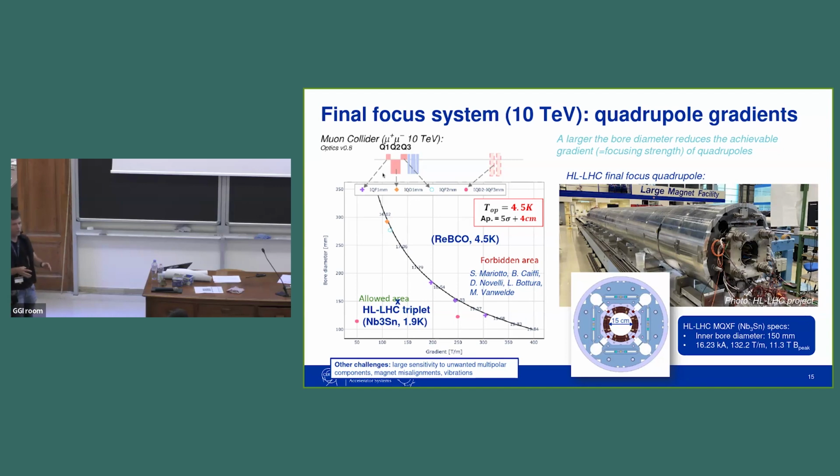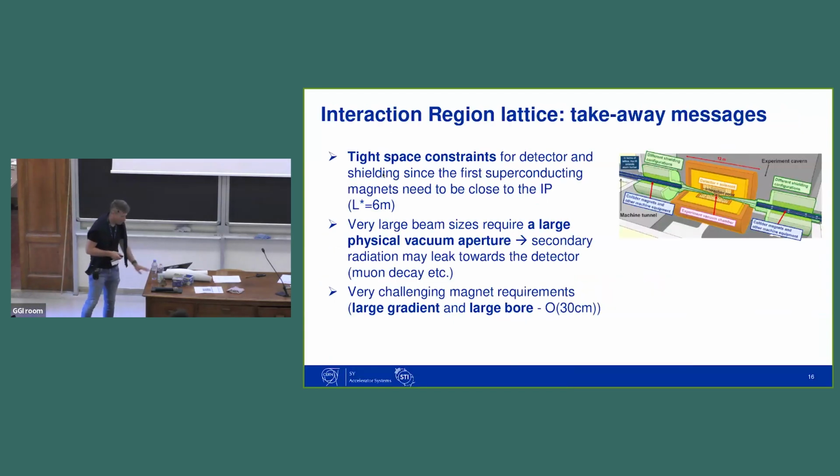There are other challenges. We're very sensitive to magnetic field errors. We're very sensitive to misalignments, to magnet vibrations, and so on. So it's just to say that the interaction region design is quite involved. So a few takeaway messages just for the interaction region. Tight space constraints for shielding and detector because the magnets need to be close to the IP. Large physical vacuum aperture, secondary radiation can leak to the IP and increase the background. Very challenging requirements for the magnets.